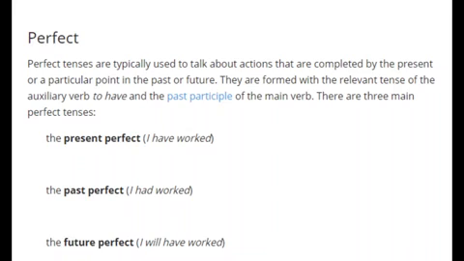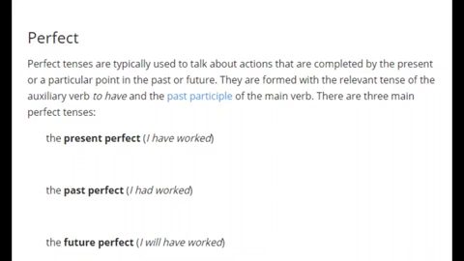What are those? The present perfect tense, example, I have walked. The past perfect tense, example, I had walked. The future perfect tense, example, I will have walked. It is noted that in the main verb walked, the third form has been used. Remember, in perfect tense always the third form is used.